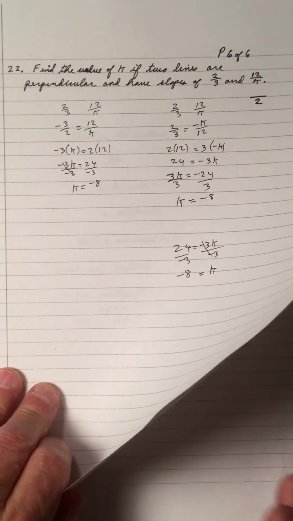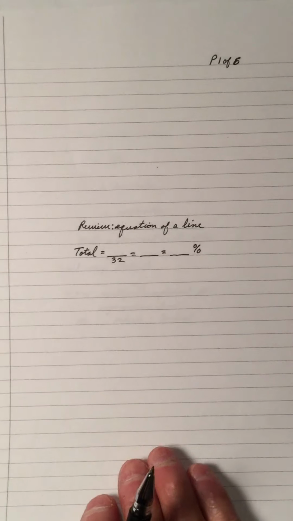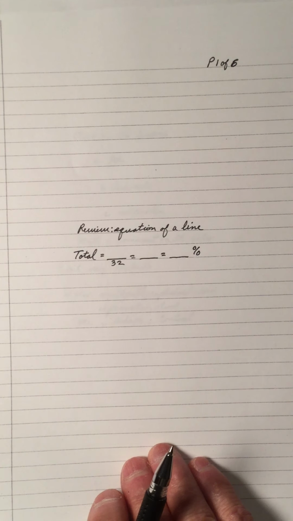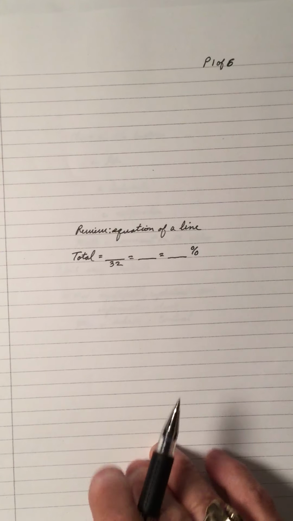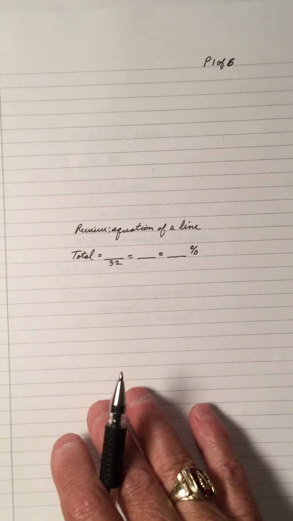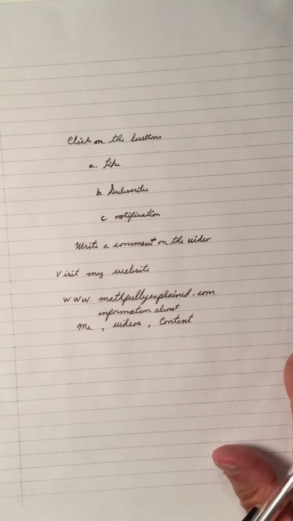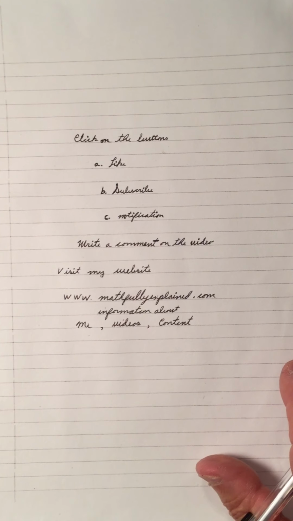Total up your score, and if your score comes out to be whatever it is, put your score over 32, divide 32 into your score, get a decimal, and then multiply by 100 or move your decimal 2 places to the right. That's a review of the equations of a line.